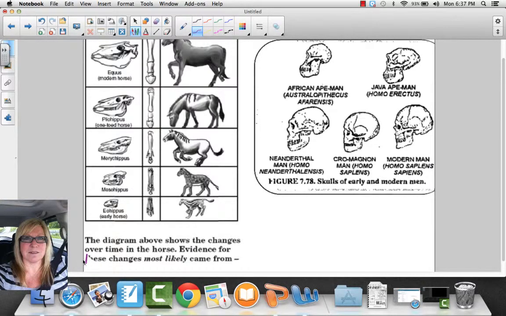Evidence for these changes. It says the diagram above shows the changes over time. I think the O got cut off too in horse. So evidence for these changes most likely came from where? Well, fossils, because the fossils show the small changes from simple to complex over time. And that is the true evidence of evolution, looking at these fossils.